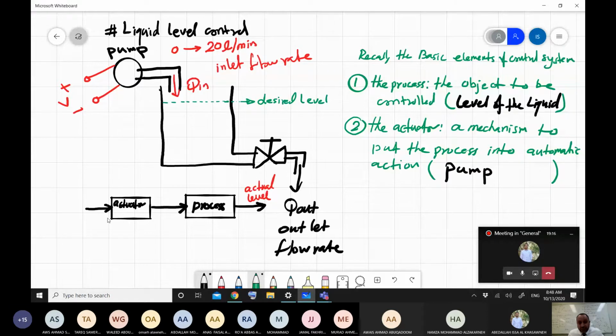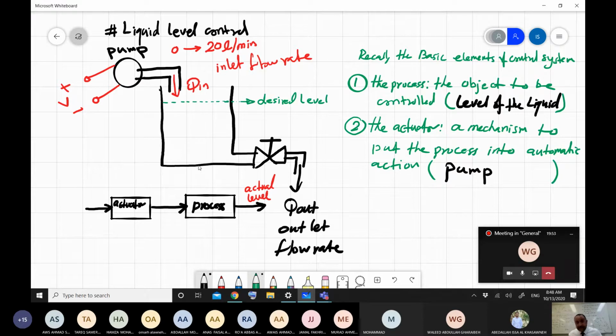Now, if I'm asking you, what's the input to the actuator? Desired height. Desired liquid level. No, the actuator is what? The pump, correct? Desired flow, speed. So the input to the pump is voltage, correct? Yeah. The output from the pump is what? Speed. Is the flow, correct? Yes. And the flow will enter the tank in order to change what? The level, correct?